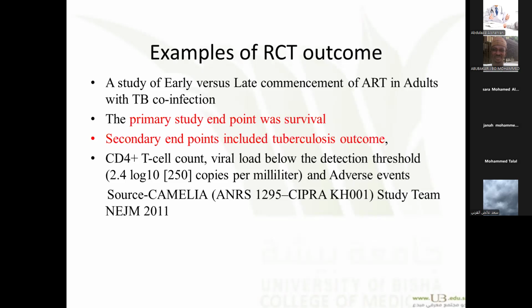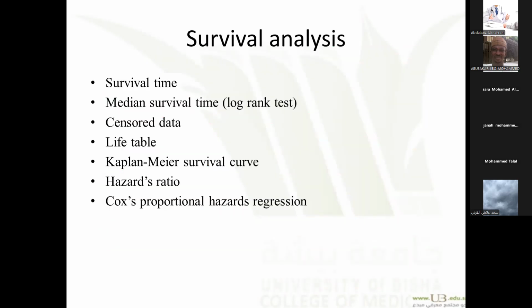Now I have an example of an RCT outcome here. You can see the primary endpoint was survival. Secondary endpoints include tuberculosis. Not too much time here.